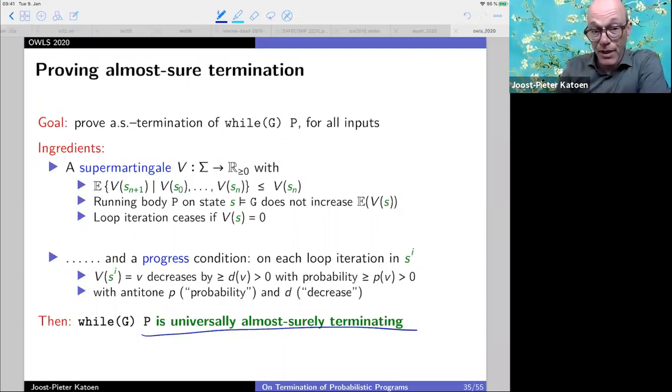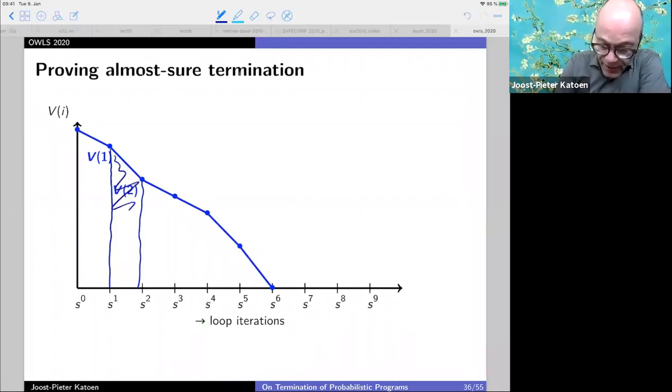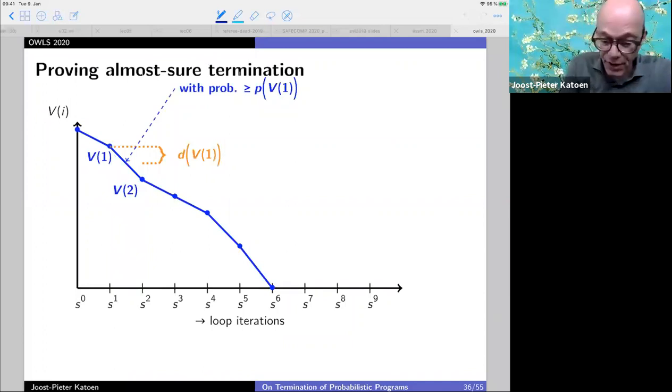Good. Let me explain the intuition behind this rule. So again, same picture as before. Variant function on the y-axis, the loop iterations on the x-axis. Let's consider this iteration over here. So we start with v1, and this is the beginning of the iteration, this is the end of the iteration. Good. What do we know? We know that this v goes down with at least some decrease, but it is important that this decrease depends on this value. So depending on the value of the variant in which you start the loop iteration, you will have a lower bound on the decrease. And in addition, this decrease will happen with a probability, which is a lower bound, and that lower bound depends on this point. Good. So that's what we know.